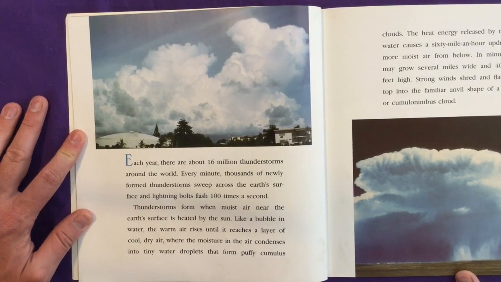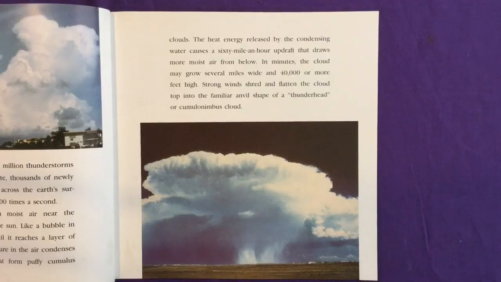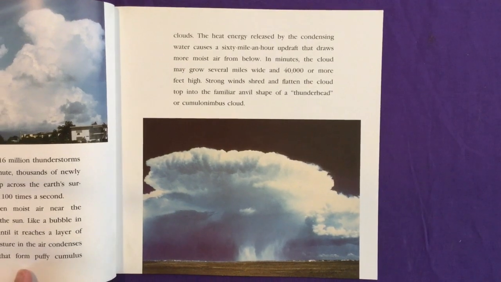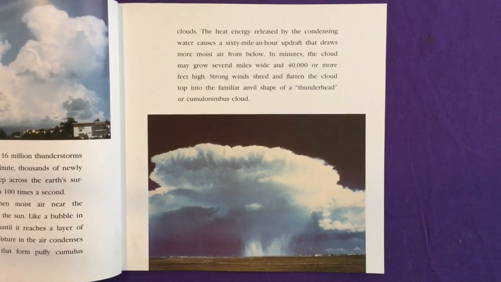Thunderstorms form when moist air near the Earth's surface is heated by the sun. Like a bubble in water, the warm air rises until it reaches a layer of cool, dry air, where the moisture in the air condenses into tiny water droplets that form puffy cumulus clouds. The heat energy released by the condensing water causes a 60-mile-an-hour updraft that draws more moist air from below.